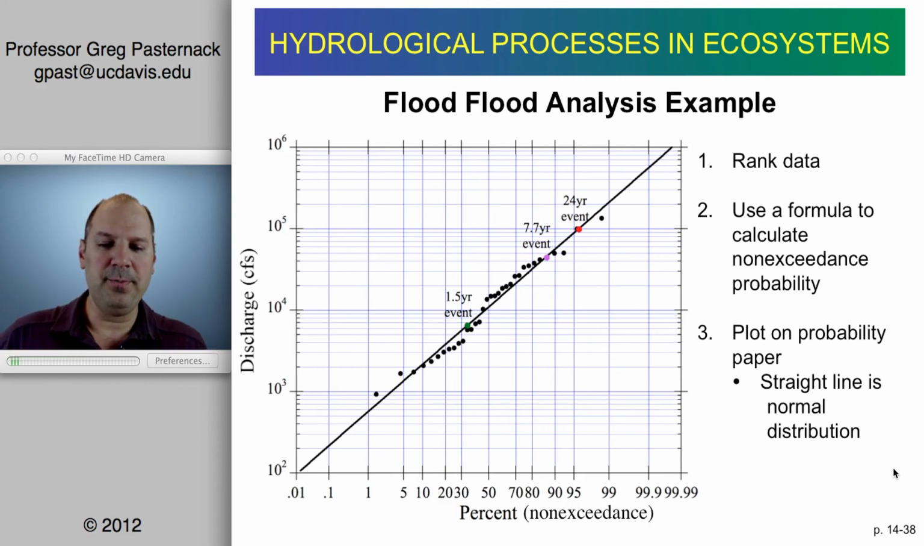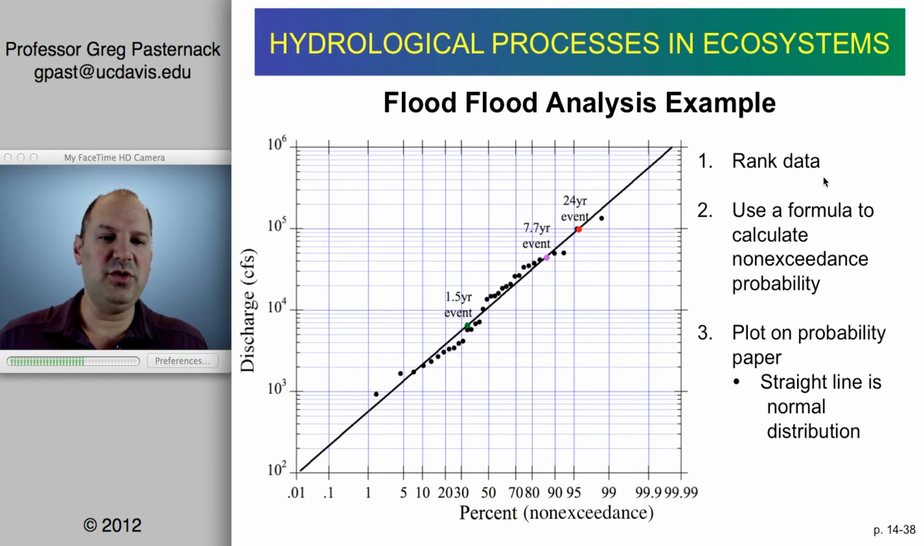Here's an example of a flood frequency analysis plotted on normal probability paper. So I think I've mentioned this before. This is a plot in which data that falls along a straight line is fit to a normal distribution. In this case, because the y-axis is on a logarithmic scale, if it fits on a line like you see here, then it's pretty much fitting a log normal distribution.